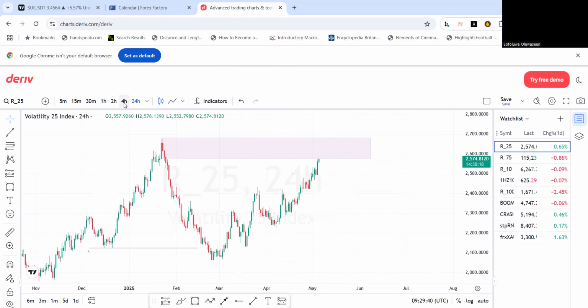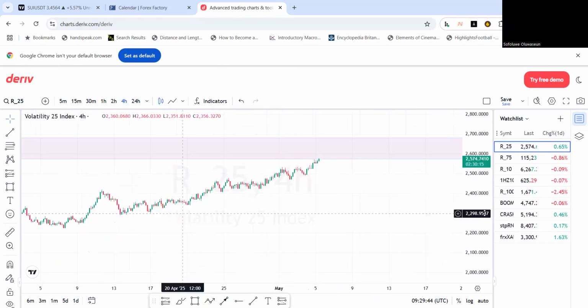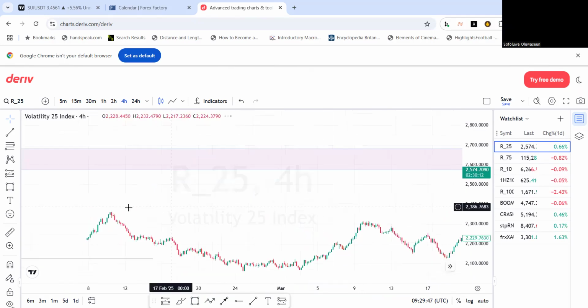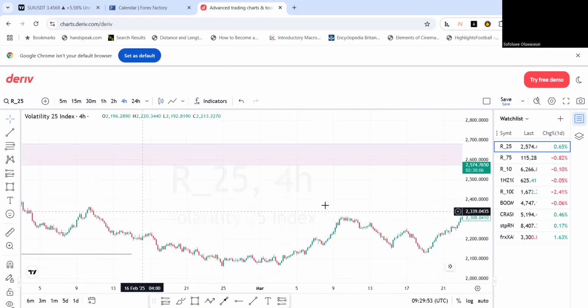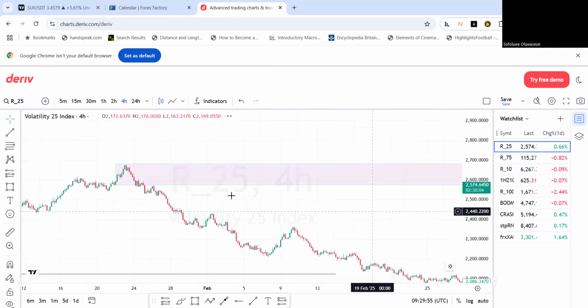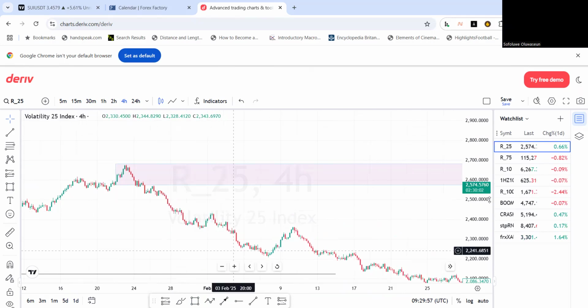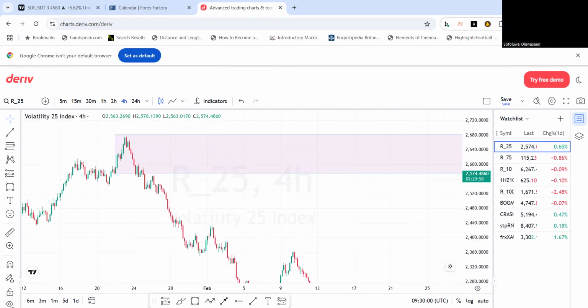So let's go to the 4-hour time frame. I want to see what's there. All right, you can see a series of bearish candles there, so you have some liquidity. You have some dynamic liquidity there, and see all this.